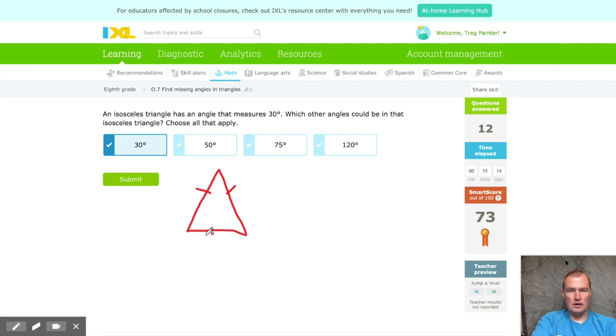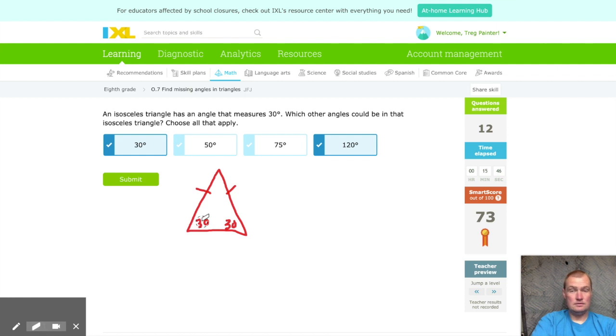All right. So if, let's see, we have a 30. So what if these are both 30s? So if that's a 30, this one must be a 30, which leaves us with this mystery angle here. So let's see. 180 minus 30 is 150. 150 minus another 30 would take us to 120. So 120 could be this other angle up here.